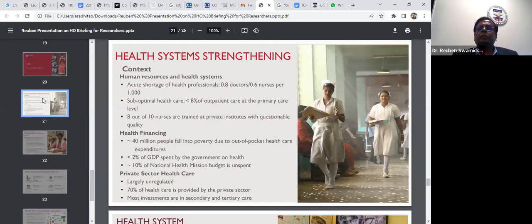Less than 2% GDP is spent by the government on health. All of you are aware of that. And unfortunately, 10% or thereabouts of the National Health Mission budget lies unspent every year. Private sector is largely unregulated. 70% of healthcare is provided by private sector, and to a large extent as the first point of contact. And most investments of the private sector are in the secondary and tertiary care and not in primary healthcare. So this is the context and what you're dealing with in trying to support the health system.